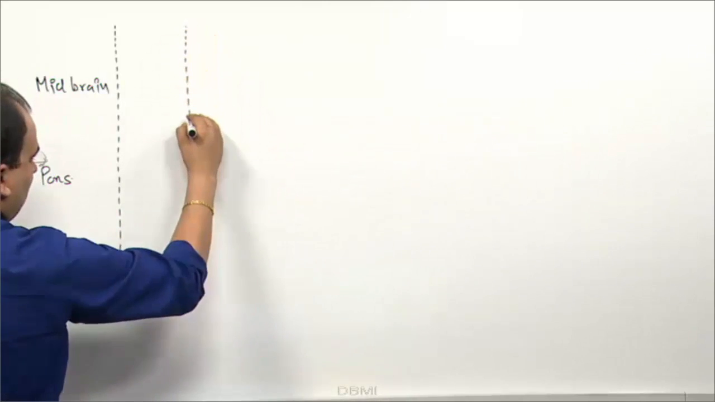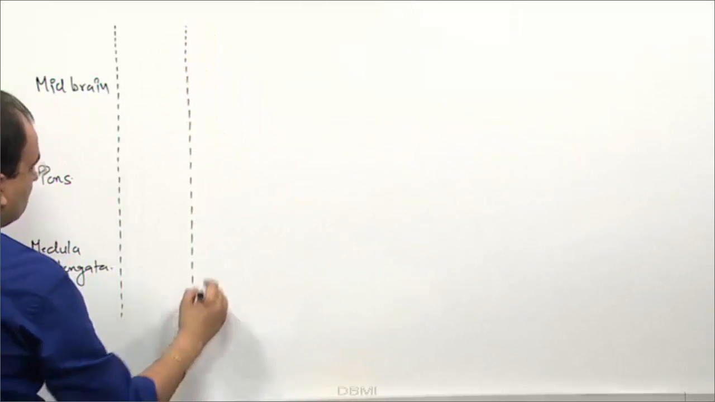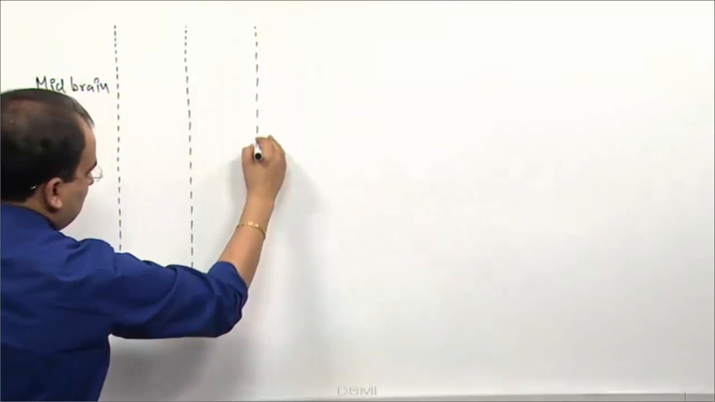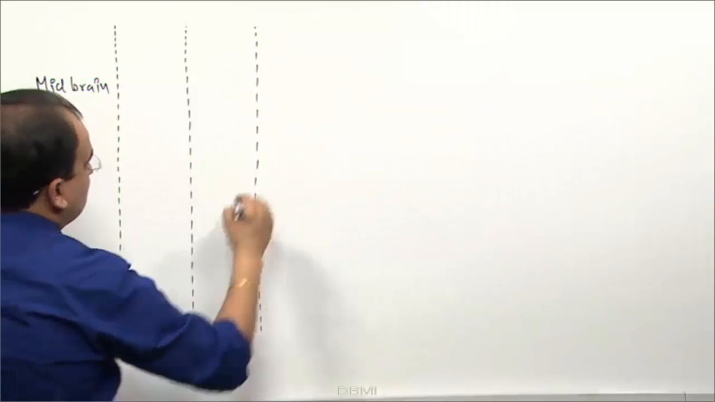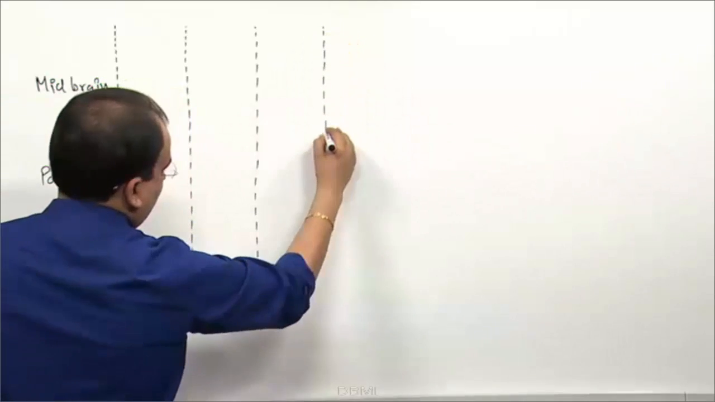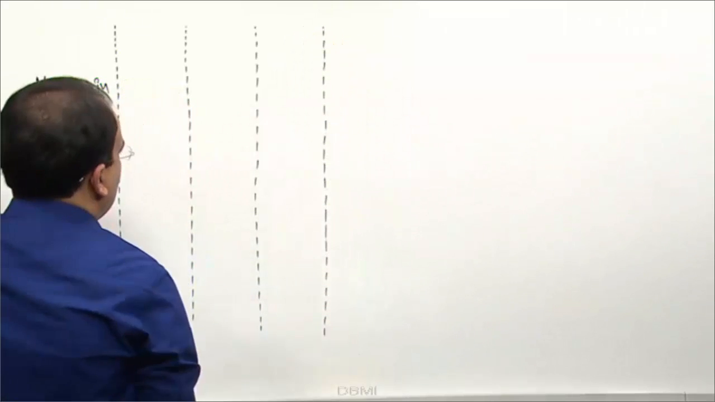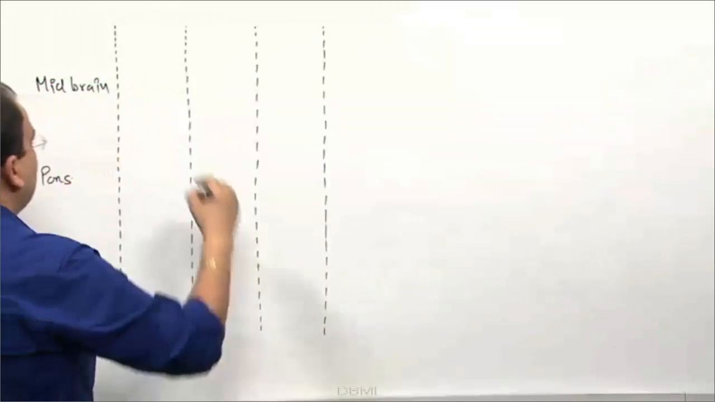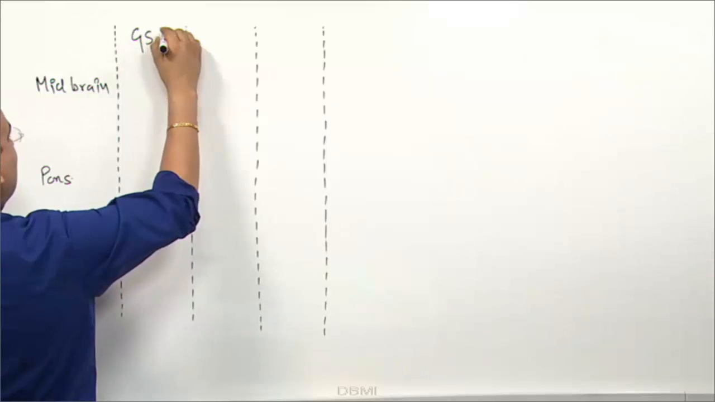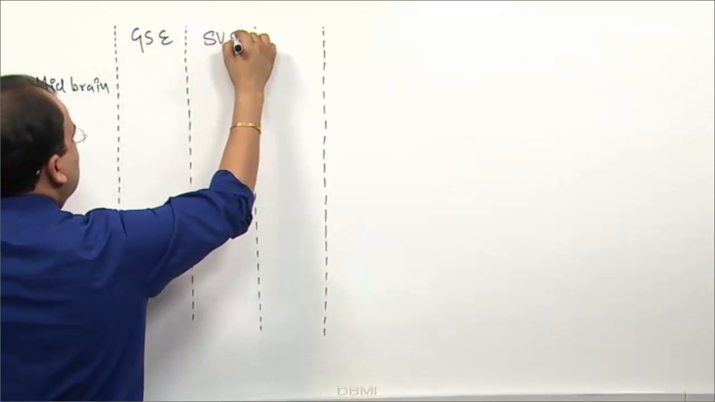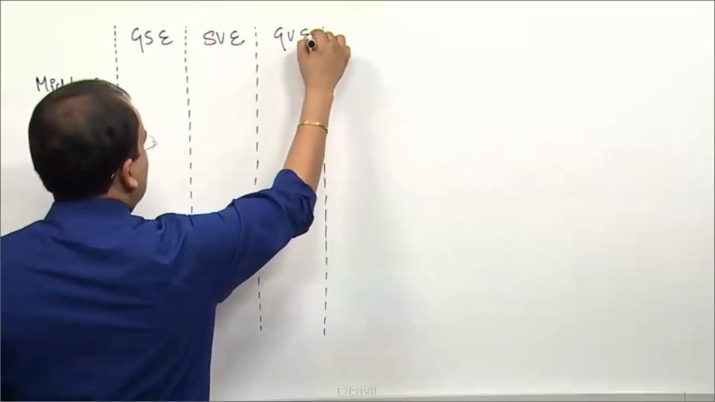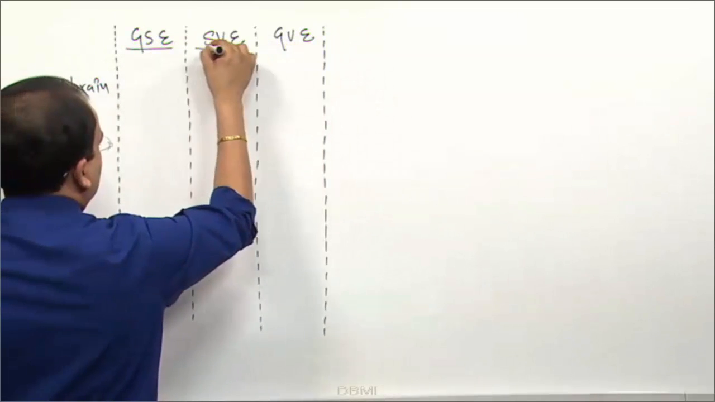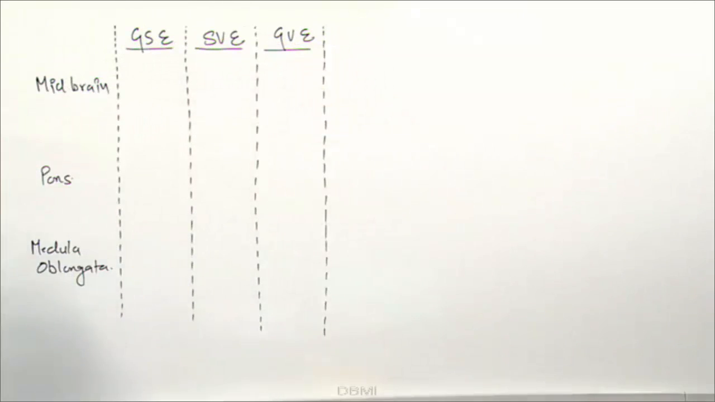So let me take these columns. We'll take the first 3 columns first and then we'll go to the rest of them. So what are the 3 efferent columns we have in the sequence, starting from the first: general somatic efferent, special visceral efferent and general visceral efferent.